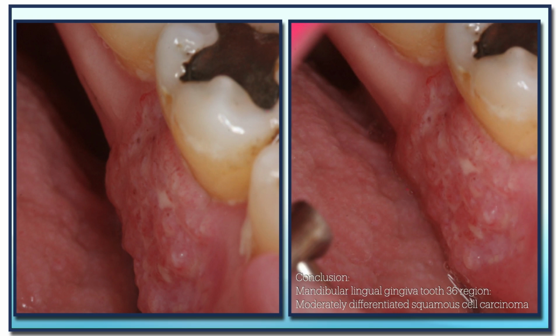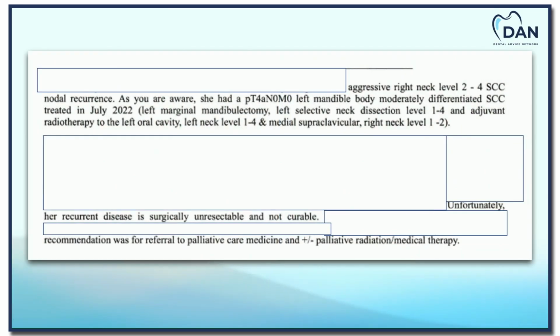So unfortunately, it was a squamous cell carcinoma when I biopsied it, and I sent the patient to a multidisciplinary clinic, which is what we do with our oral cancer patients. And unfortunately, her case was surgically unresectable, not curable, and the recommendation was for palliative care.